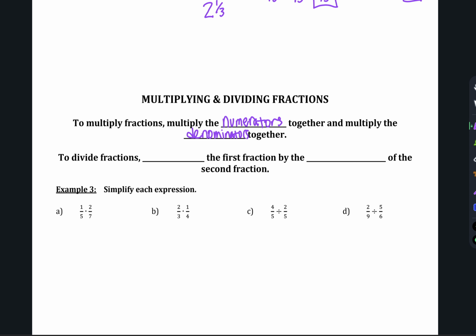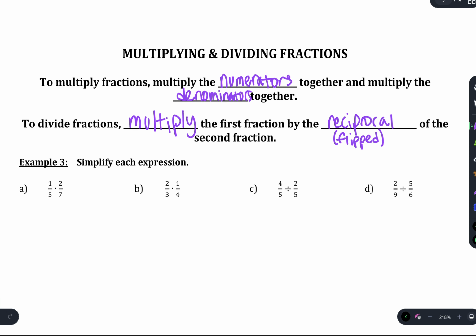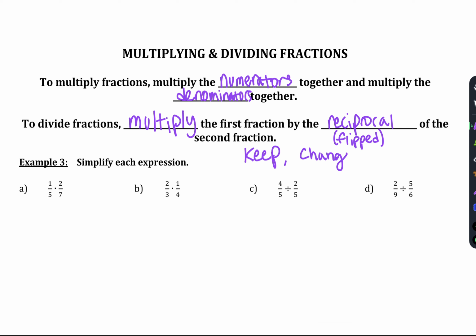Dividing gets a little bit tricky. Does anybody know what our rule is for dividing? Keep, change, reciprocal. I use keep, change, flip. Perfect use of the vocab there. We keep the first fraction the same, and we are going to multiply it by the reciprocal of the second fraction. Reciprocal just means flipped. So again, a cool way to remember this, the way that I remember it at least, is keep the first one the same, change the sign in the middle, and flip the last fraction.